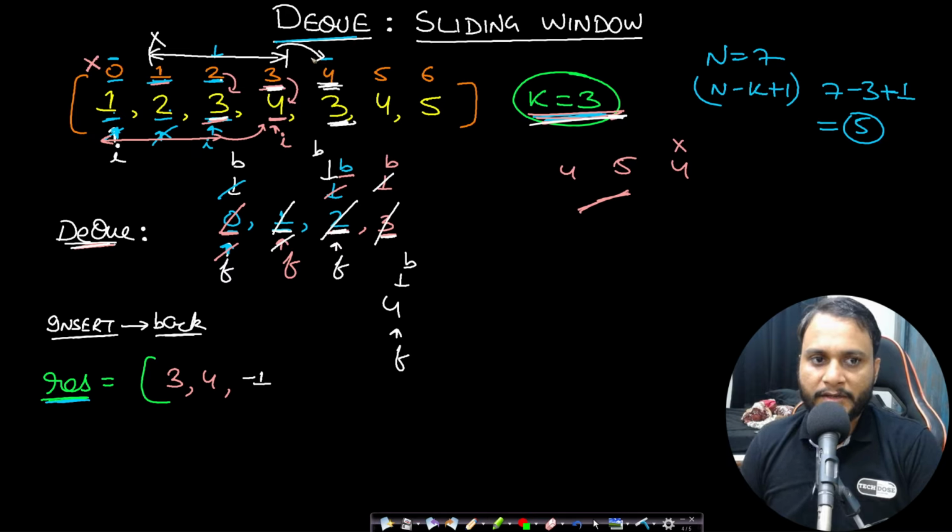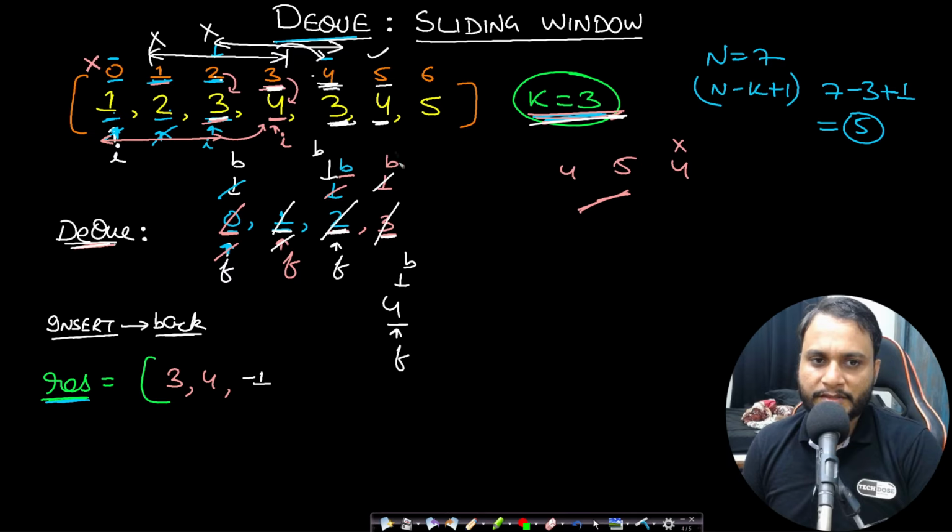Now I will again do another sliding. Currently my window was from index 2 to 4. If I do another sliding, I should remove this index 2 and include this index 5. So check the front. Front is not saying index 2. So no need to remove that. It is already within the window size, right? Which is i minus k plus 1. Now try to include this index 5.